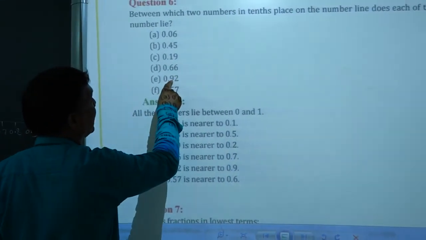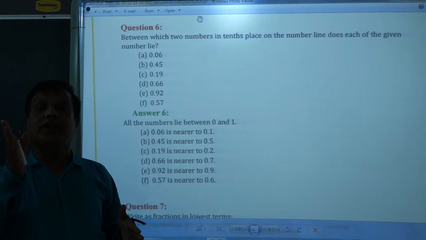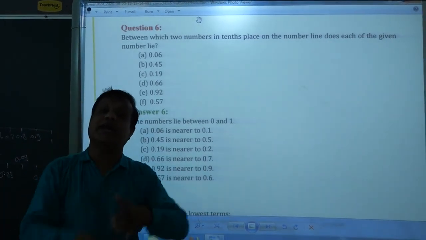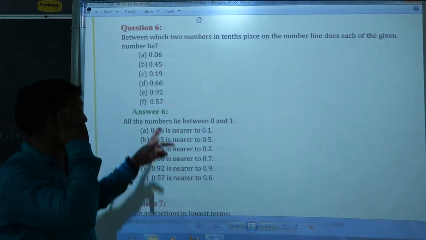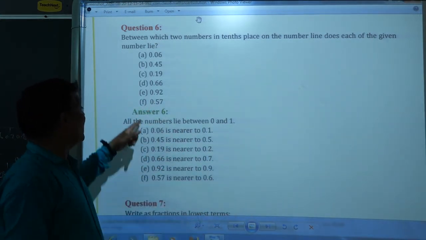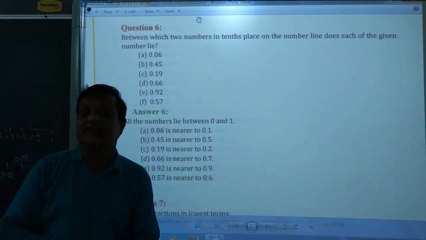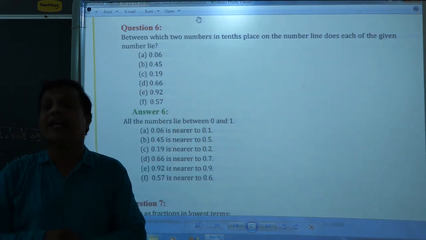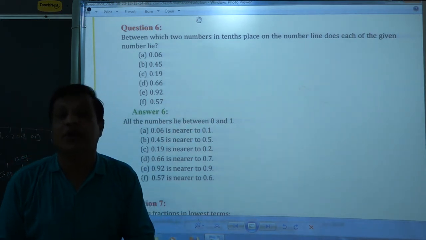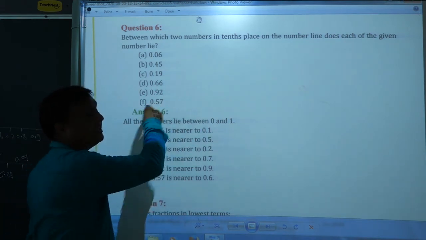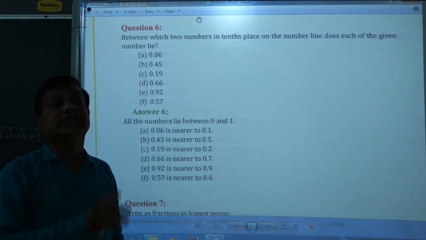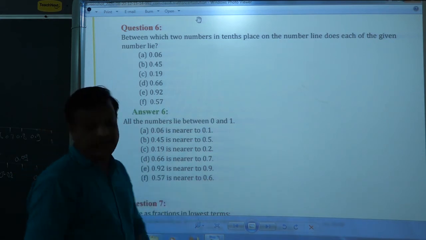Next, 0.92. This 0.92 will come between 0.9 and 1. So 0.92 is nearest to 0.9. And the last one, 0.57. 0.57 lies between 0.5 and 0.6. So 0.57 is nearest to 0.6. Now next question.